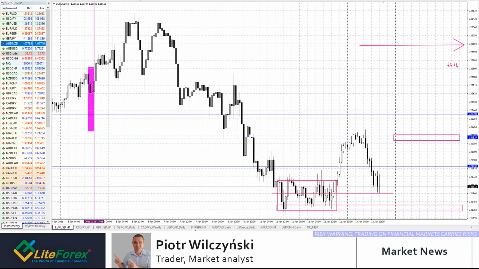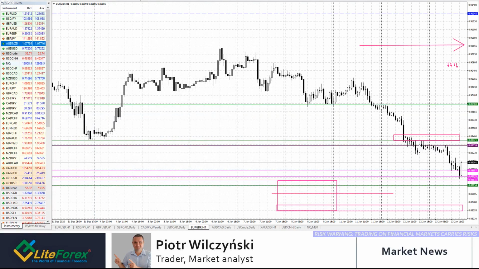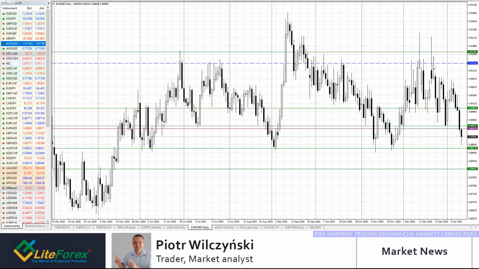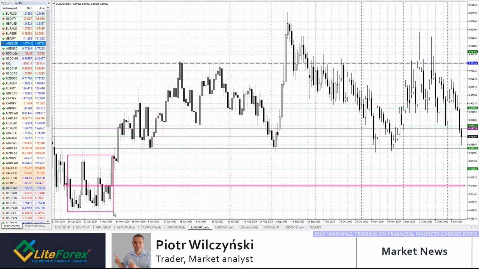And euro pound, buyers have to fight here, because from the daily chart perspective, if we are going to close below 88.70 and we are going to hold for the next 2-3 days below, the next target is immediately 87.50, half of that consolidation, and then the bottom of that consolidation 86.80. All right, folks, with that being said, be careful today.